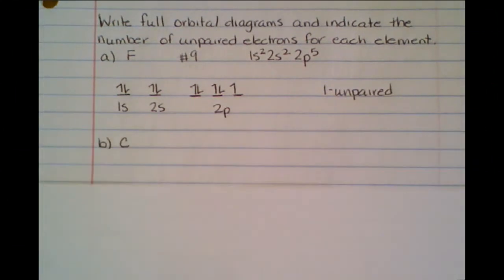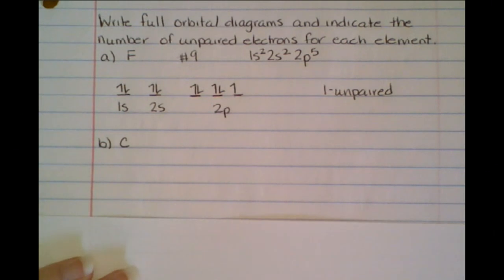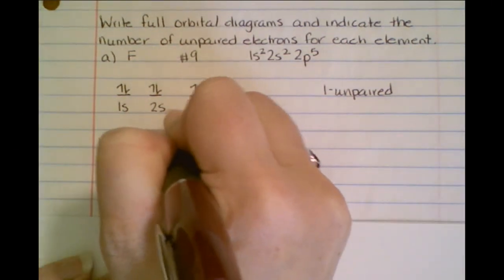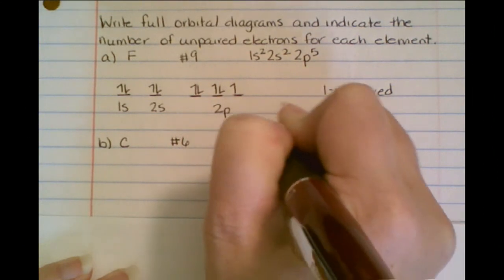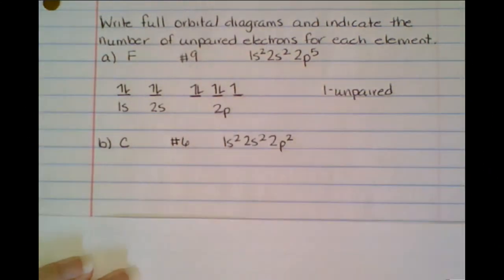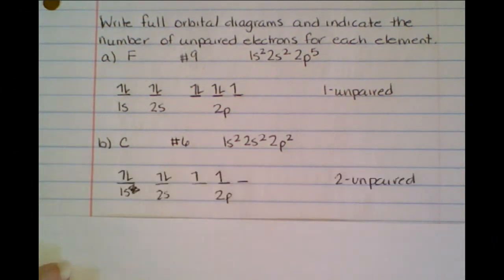Okay, so let's look at the next one. What if we have carbon? Well, I go find carbon on the periodic table. It's number 6. I write the electron configuration for it. Now you want to stop the video and see if you can write the orbital diagram on your own. So when you drew this, you should have gotten 2 in the S, 2 in the S, and 2 in the P. Remember, you fill up all the way across as much as you can first, and then you go back. So in this one, we have 2 unpaired electrons.